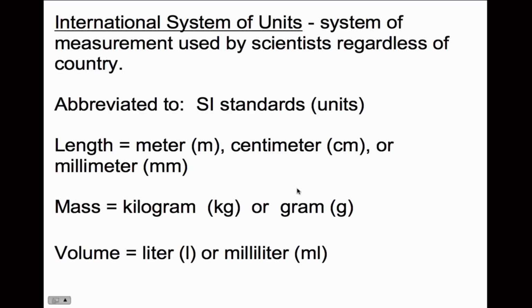So what we have in science is this International System of Units, and this is a system that all scientists use no matter what country they're in. And so we abbreviate it to SI so that we don't have to say International System of Units all the time. And for length, we use the meter. So generally we use meter, centimeter, or millimeter. For mass, we use kilogram or gram. For volume, we use liter or milliliter.